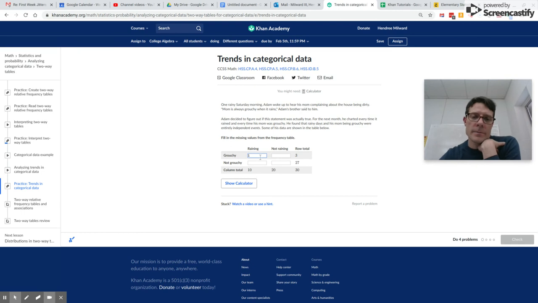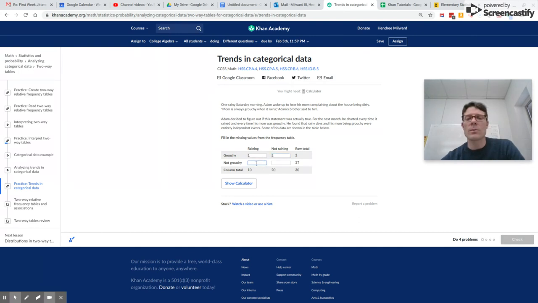If we go down to 1, 1 divided by 10 is 10%. What's 10% of 20? That's 2. So now the row total actually works out. 1 plus 2 is equal to 3. So that lets me know that the row works, plus I have grouchy being independent of whether it's raining or not, because I have the same probability. And that's the hardest part to see: what it means for two things to be independent is that they have the same probability of happening whether it's raining or not.